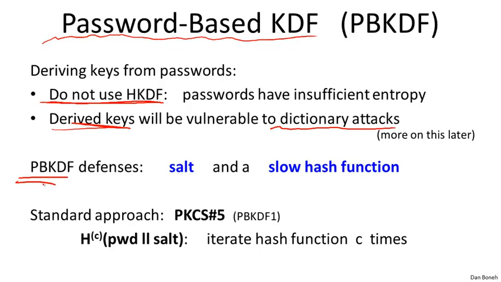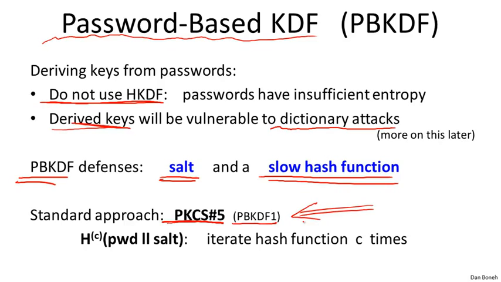So the way PBKDFs defend against this low entropy problem that results in a dictionary attack is by two means. First of all, as before, they use a salt, a public random value that's fixed forever. But in addition, they also use what's called a slow hash function. Let me describe the standard approach to deriving keys from passwords. This is called PKCS5, and in particular, the version I'll describe is called PBKDF1. This mechanism is implemented in most crypto libraries, so you shouldn't have to implement this yourself. All you would do is call a function, derive key from password. You would give the password in as input, and you would get a key as output. But you should be aware that this key is not going to have high entropy, so in fact, it will be guessable. What these PBKDFs try to do is make the guessing problem as hard as possible.